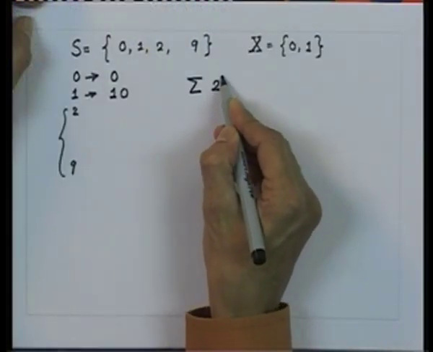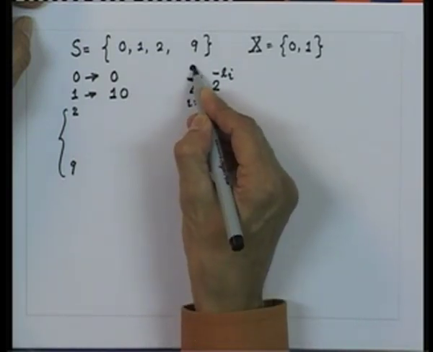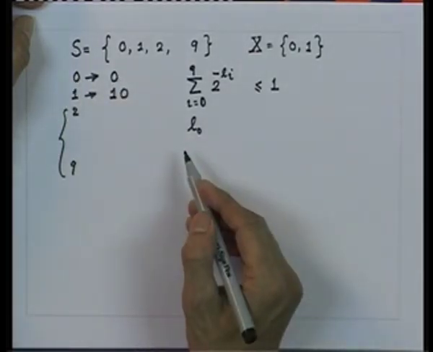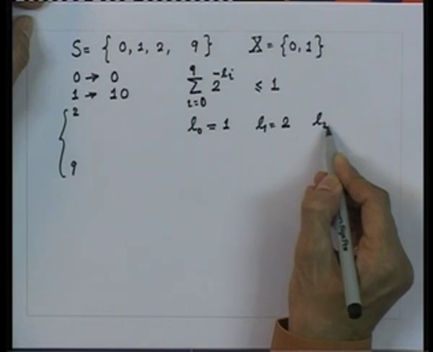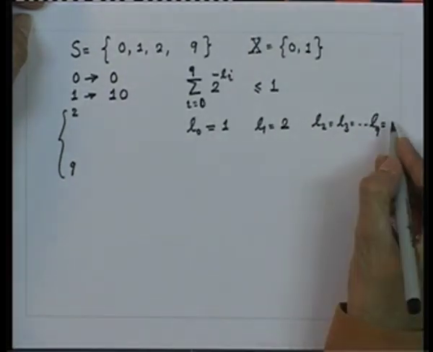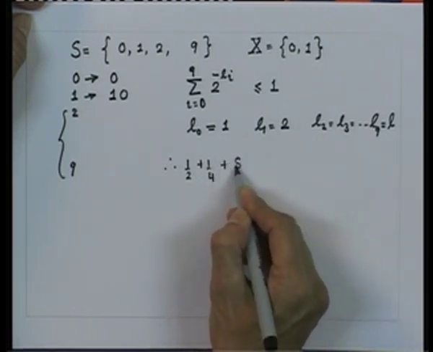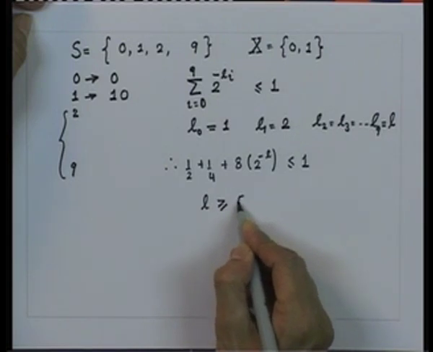Now, to answer this question, we can take the help of Kraft's inequality. Kraft inequality says that this condition should always be valid: the summation of 2 to the power minus Li, for i equal to 1 to 9, is less than or equal to 1. Since we have made the assumption that the code word corresponding to symbol 0 is of length 1, so L0 is 1 and L1 is 2, and L2, L3 up to L9, the code word lengths for these code words are equal, and let us say they are L. Therefore, I get half plus 1/4 plus 8 times 2 to the power minus L less than or equal to 1, and this simplifies to L is greater than or equal to 5.